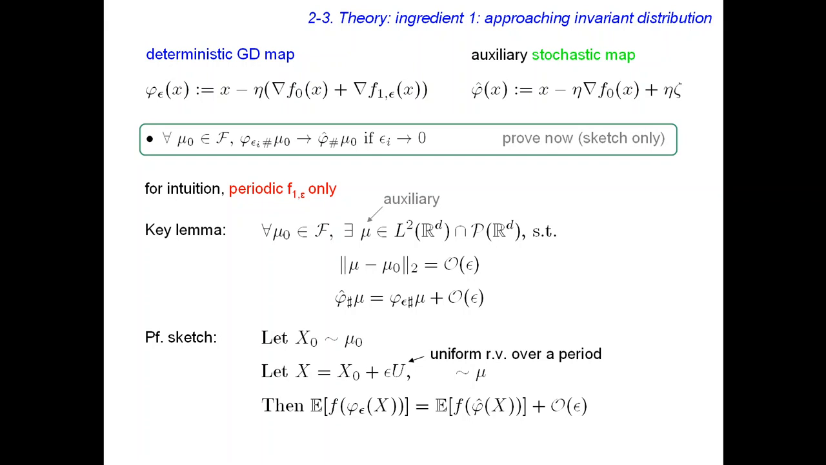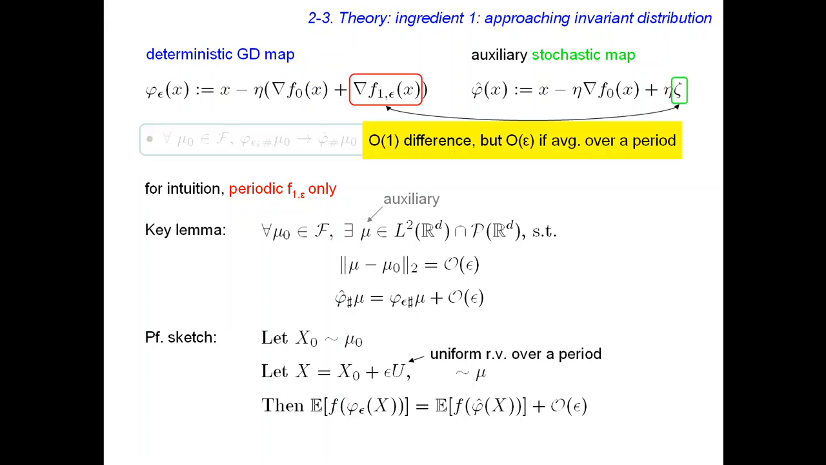And the remaining challenge is to show that phi epsilon of x and phi hat of x are O(epsilon) away. More precisely, I want to show that for any test function f evaluated at phi epsilon and phi hat, their expectations will be O(epsilon) away. So if you think about it, the sole difference between phi epsilon and phi hat is that in phi hat, the microscopic gradient is replaced by the limiting random variable zeta. And the difference between the gradient and zeta can actually be order 1.